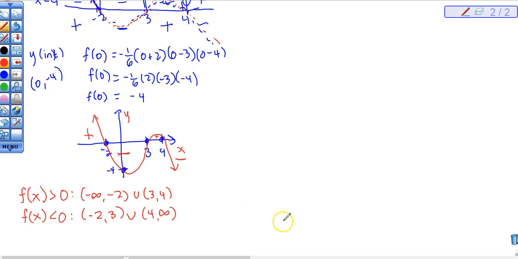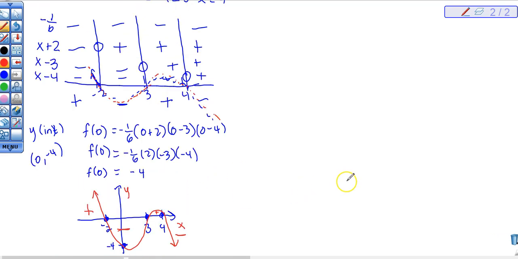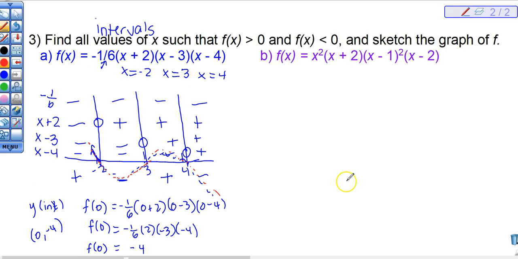And so that's an example of using the sign chart, your y-intercept if you can find it. Well, of course you can find it, and your zeros to sketch a graph. Not draw the perfect one, just sketch one. So let's do this next one.